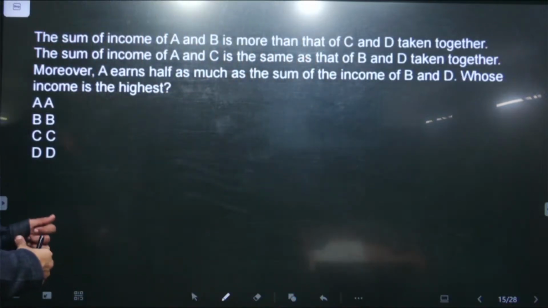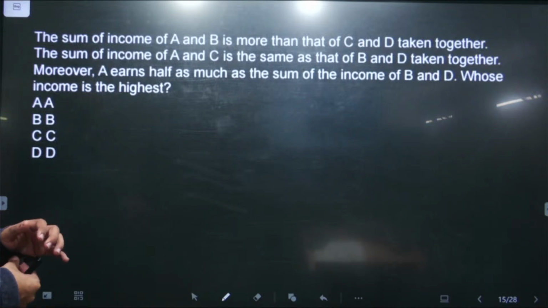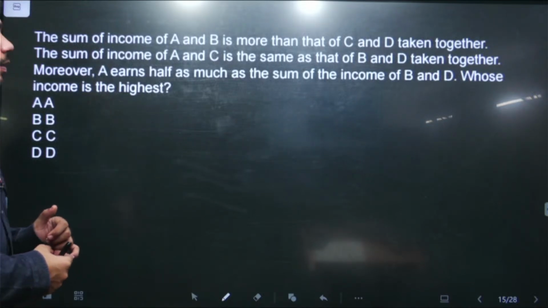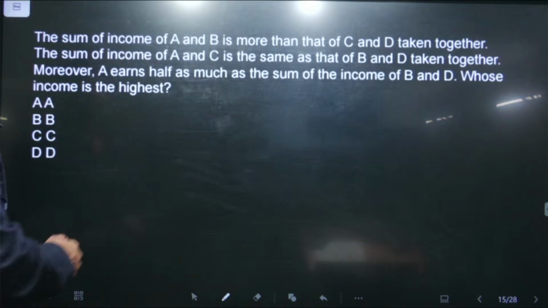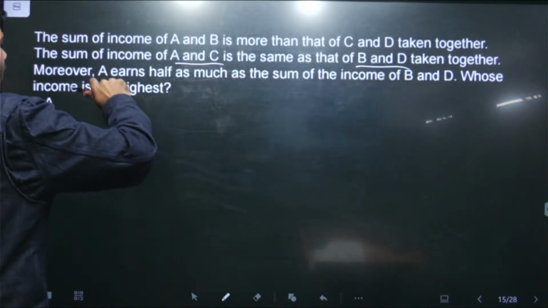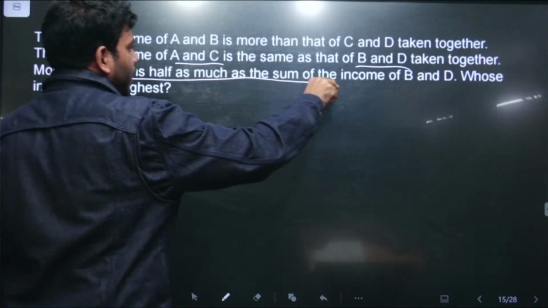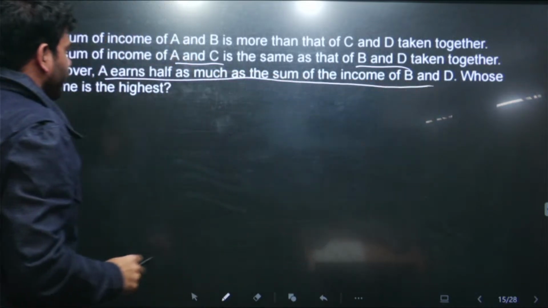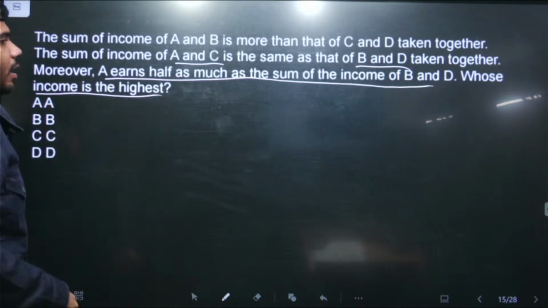This is the next question. Sum of income of A and B is more than that of C and D taken together. Sum of income of A and C is the same as that of B and D, and A earns half as much as the sum of the income of B and D. So we need to find who is the highest earner in this group.